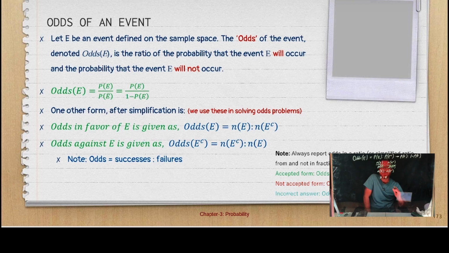So the odds in favor of an event, so the odds of E, are the number of event E to the number of not E. If I wanted to get the odds of not E, then it would just be the number of not E to the number of event E. Okay, so odds can be thought of as the number of successes to the number of failures. So let's do an example.